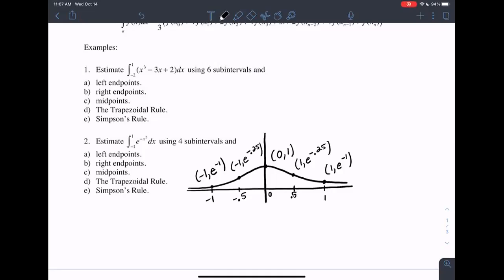And you might want to go grab those numbers on a calculator if you just want to visualize what they are. E to the minus 1 power is about 0.37, I think, 0.38, somewhere in there. E to the minus 0.25 is going to be larger than that. So you can estimate those if you wish. So if we've got all those, see if you can set up, let's start with right endpoints. We'll do right endpoints, then we'll do trapezoidal rule, and then we'll do Simpson's rule. So we're going to do those three.